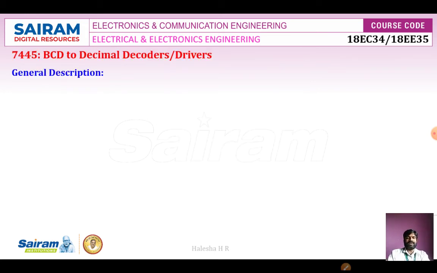Now we see another industrial IC, that is 7445 BCD to decimal decoder. As we discussed previously, that is a general design. Okay? So now we'll see the industrial IC, that is 7445. It is a BCD to decimal decoder. It is also called a driver.